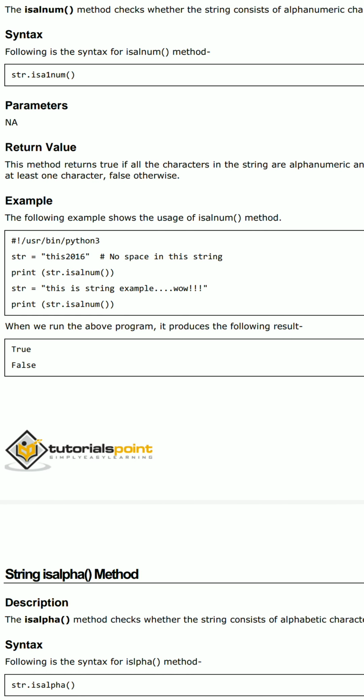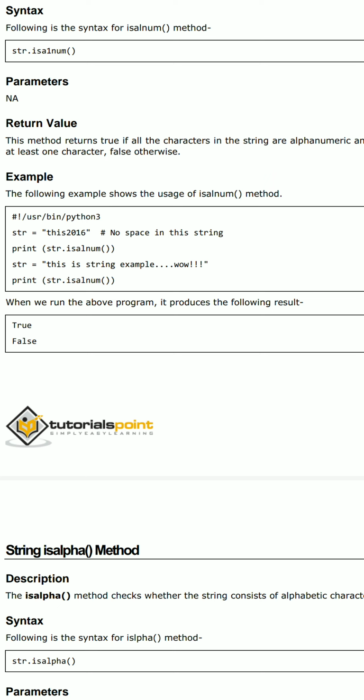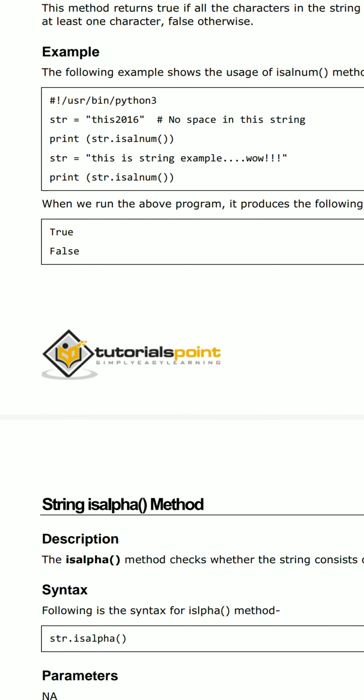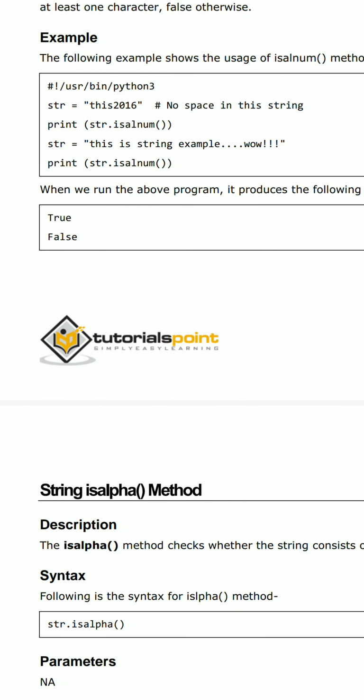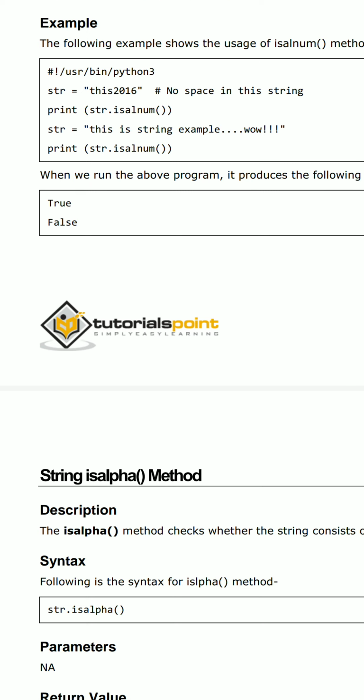It returns false otherwise. That means it checks whether the string has alphabets as well as numerics. Now consider a small program on this isalnum method. I have taken a string, this2016, then printed the string by calling the string dot isalnum method and printing the value.